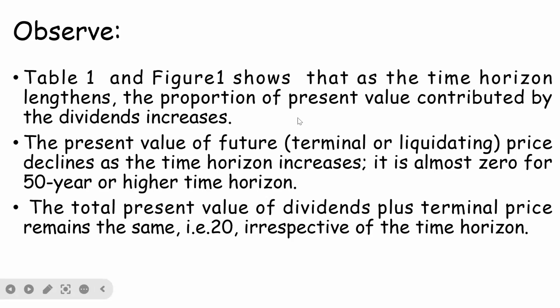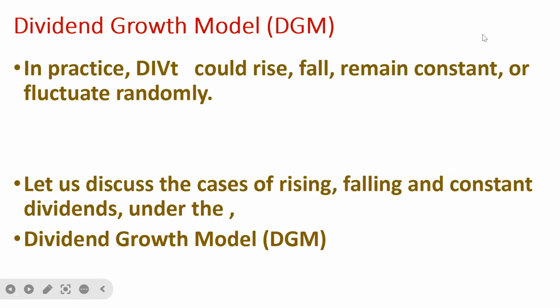Okay. So moving on, let us go to the dividend growth model. The dividend growth model says that in practice, dividend at any time period, anything may happen. It may rise, it may fall, it may remain constant, it may be volatile, like suddenly some financial crisis is there, there may be fluctuations. So many things can be there. So let us discuss the case of rising, falling and constant dividend under the dividend growth model.